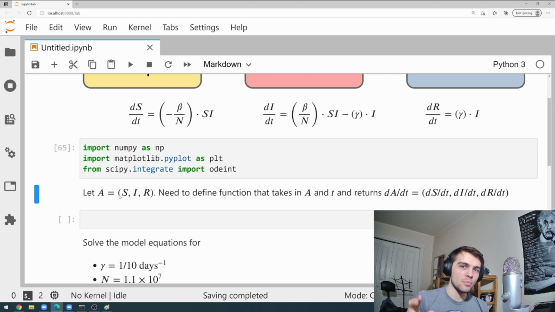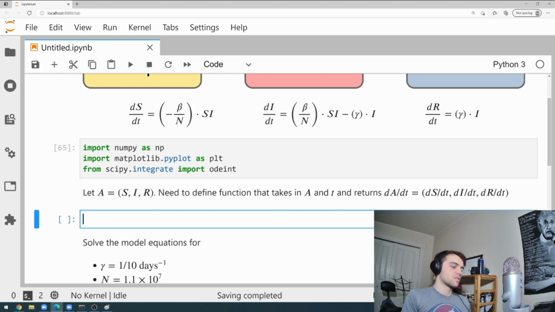The first thing we need to do before solving differential equations in Python is write a function that takes an A and the time t and returns dA/dt, which is just the vector derivative of all these things, dS/dt, dI/dt, dR/dt. That's how differential equations are always defined, by the way. That's like dy/dx equals y. You're writing dy/dx in terms of the thing itself, y, or it might be dy/dx equals y squared. Here we have a vector, dA/dt, written in terms of A itself. So let's define this function.